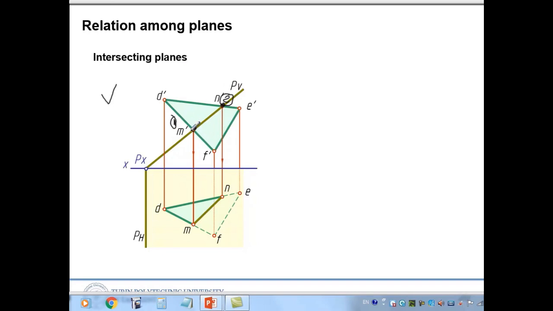And then we'll find where the M dash point is. M dash point lies between D and F. So D and F. And where is point 2, point N dash? Between D and E. So you can find this point and create a line. So this intersection line is here. Behind it, the other part will be invisible, so hidden. That's why it became a dashed line.